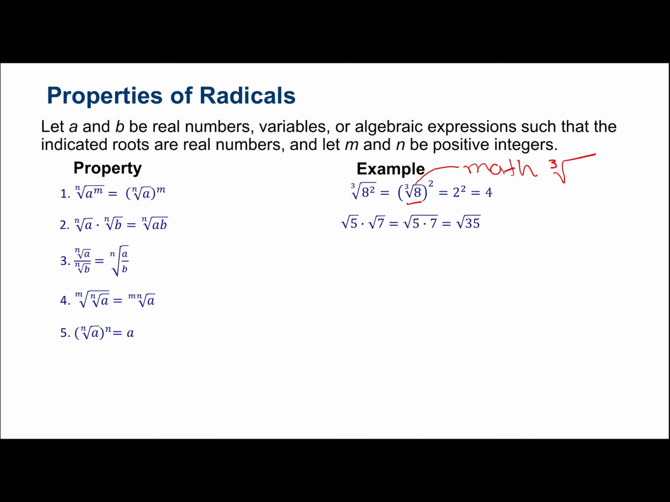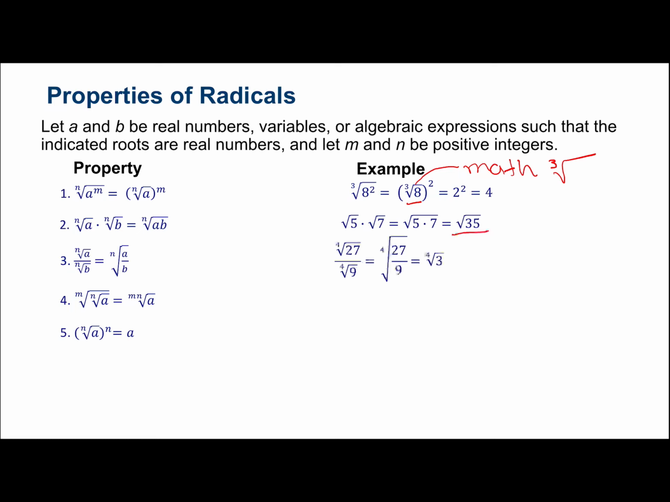And then part 2, the nth root of a times the nth root of b equals the nth root of a times b. So as long as those roots are the same, multiply what's underneath the radicals. So here, radical 5 times radical 7, we just multiply the 5 and 7 both under the radical to give us radical 35.